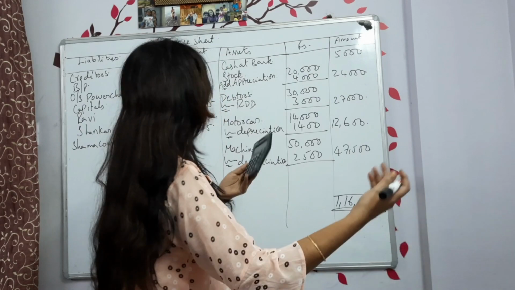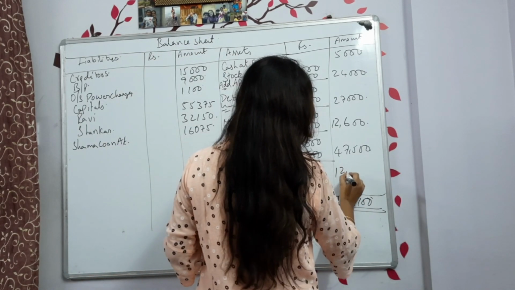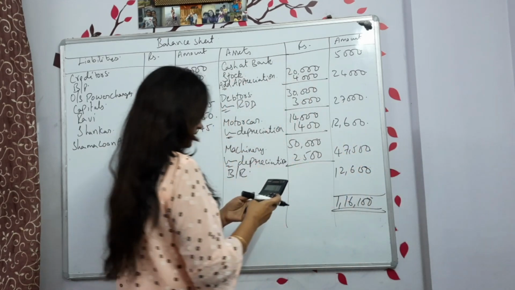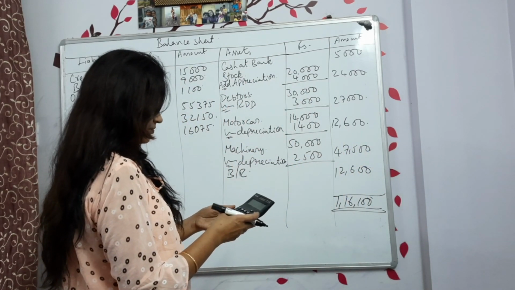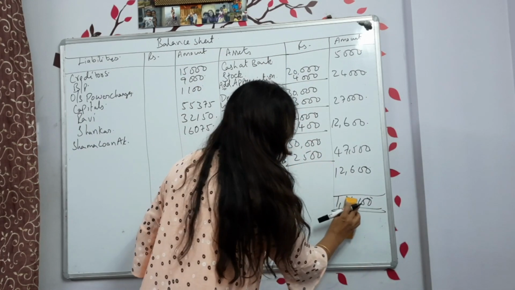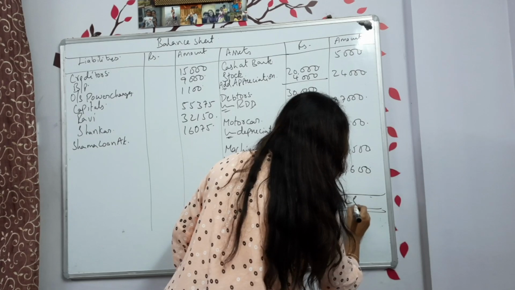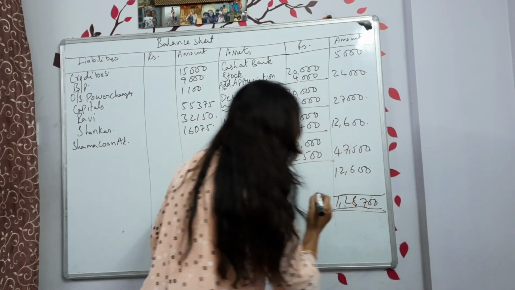Yeah, bills receivable is missing. Sorry. Bills receivable 12,600. So now let's check it out. It is 1,28,700. 1,28,700.